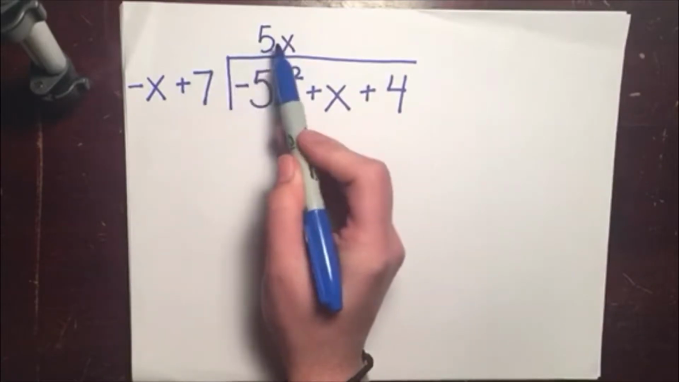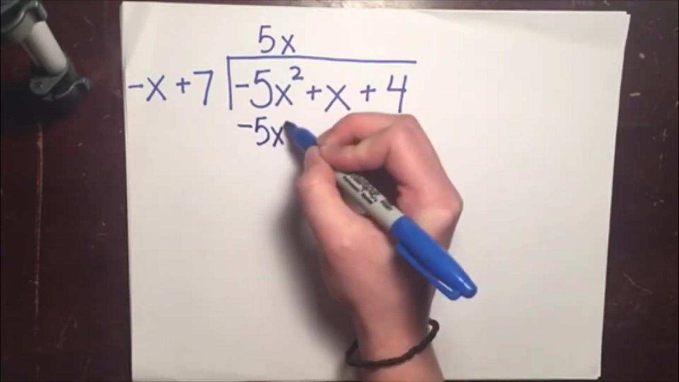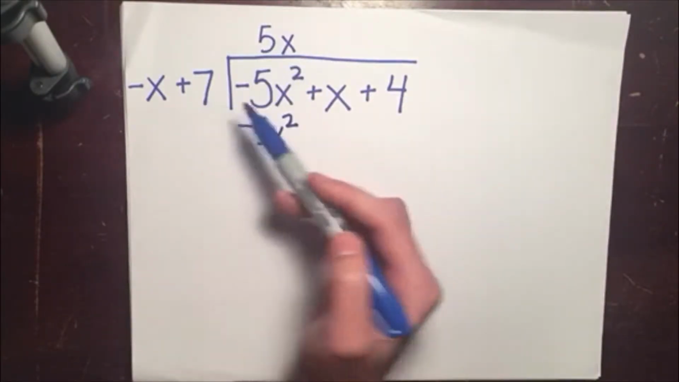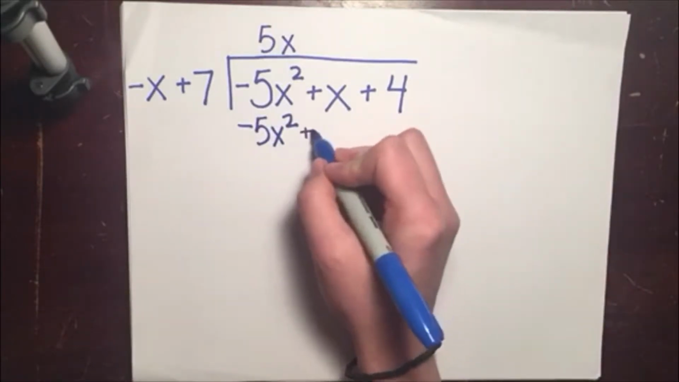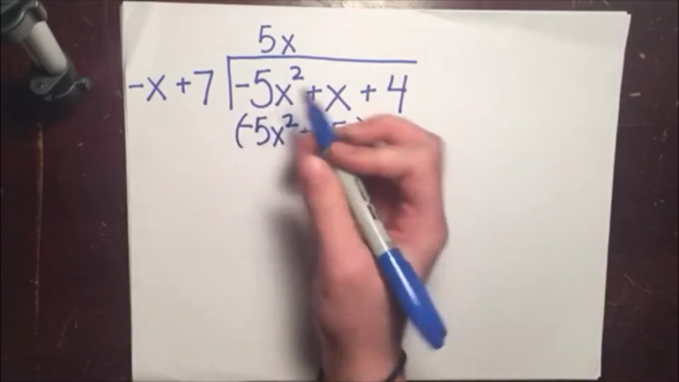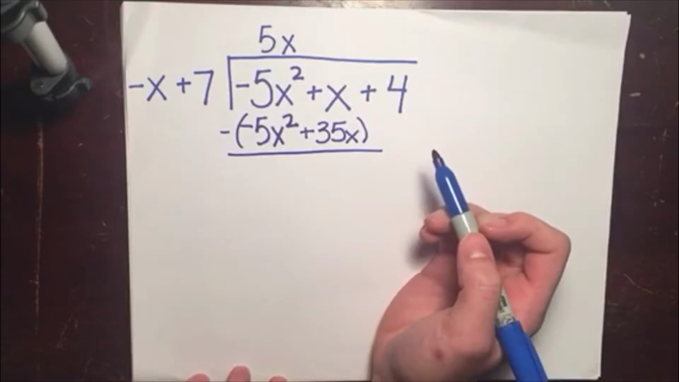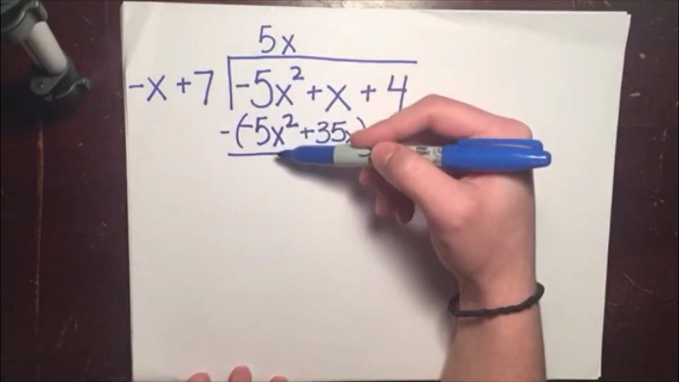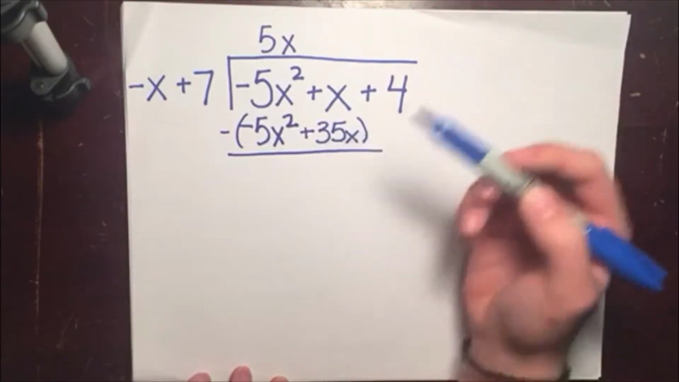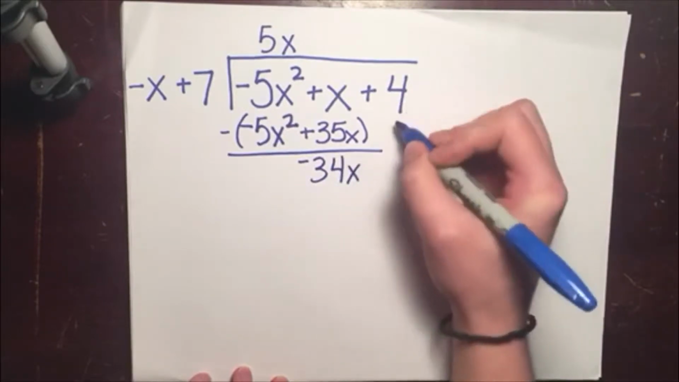So now we're going to multiply. 5x times negative x is negative 5x squared. And then we're also going to multiply the 5x times this 7 right here, which gives us a positive 35x. Okay? And then we're going to subtract this sum, just like we would in regular long division. So we have these two terms, they cancel out, and the x minus positive 35x becomes a negative 34x. And then we bring down the 4.